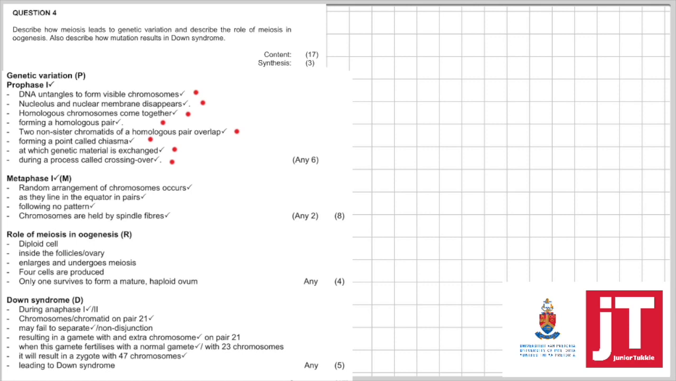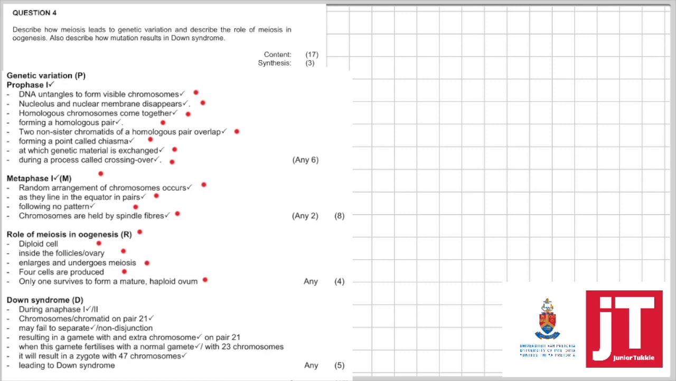Still genetic variation in meiosis, metaphase 1. Random arrangement of chromosomes occurs as they line up at the equator in pairs, following no pattern, and the chromosomes are held by spindle fibers. Now, they ask us the role of meiosis in oogenesis. The diploid cell inside the follicle of the ovary enlarges and undergoes meiosis. 4 cells are produced. Only one survives to form a mature haploid ovum.